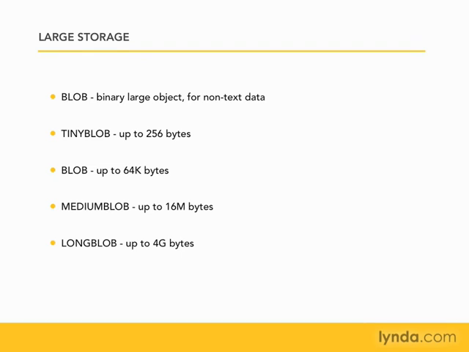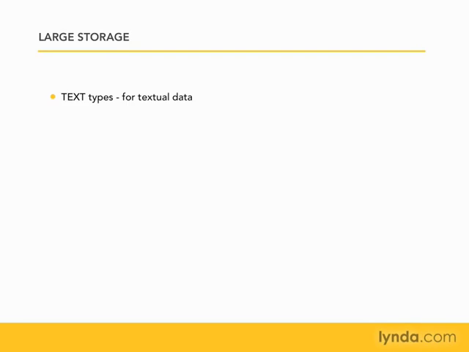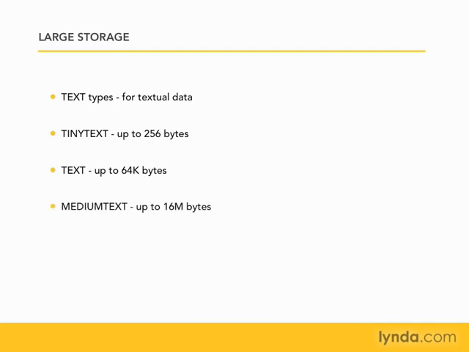For textual data, we have the text types. And likewise, they come in 4 sizes. Tiny text for up to 256 bytes. Text for up to 65,535 bytes, which is 64K. Medium text for up to 16 megabytes. And long text for up to 4 gigabytes.